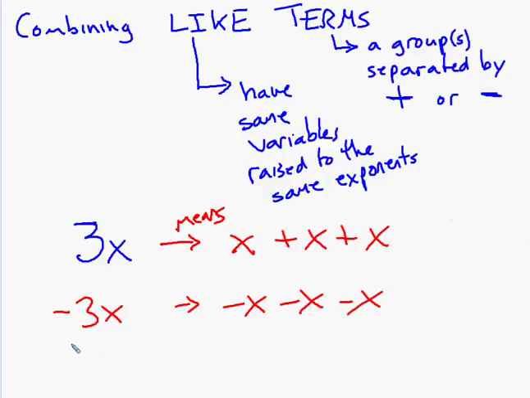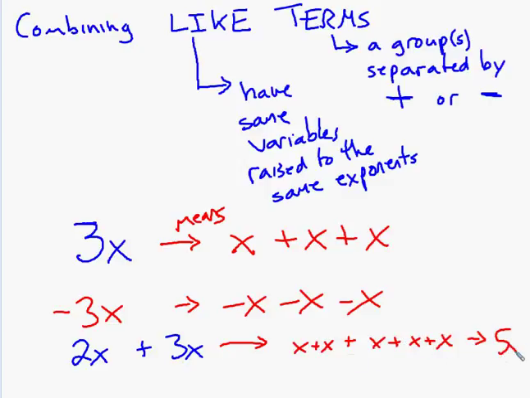So what if I had 2x plus 3x? Well, the 2x means x plus x. The 3x means x plus x plus x, which means 5x. And hopefully you saw a faster way. 2 plus 3 is 5, and then add an x to the end. Way faster. But I want you to see why it works, because when we get to doing exponents with them, then it can be confusing.